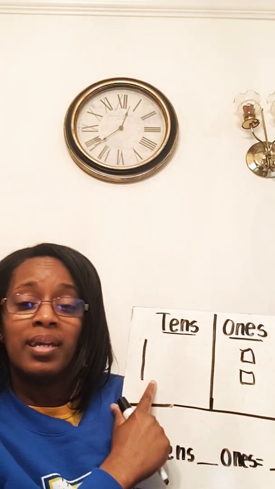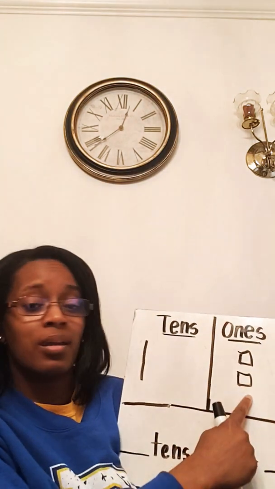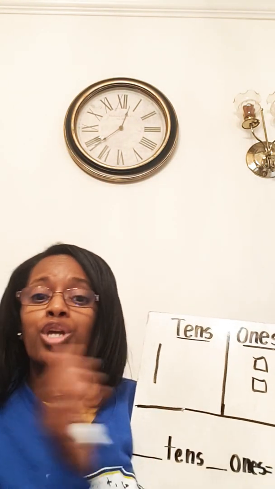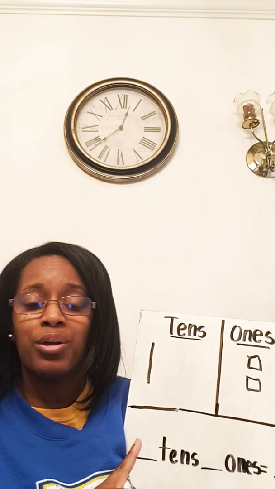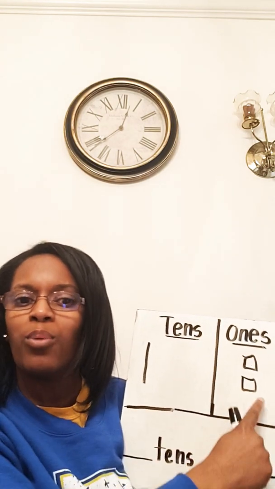The first one is the 10s, the second one is the 1s. You put it all together, you got 10s and 1s.